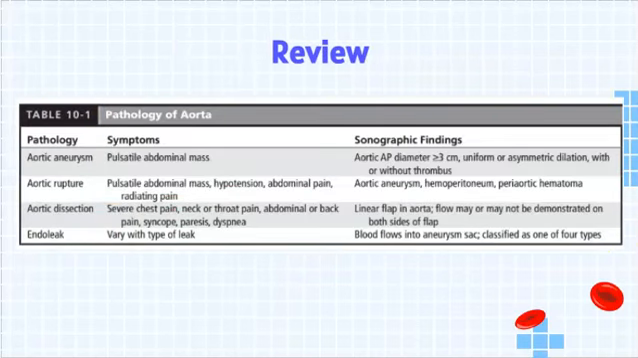This is just a little review chart to kind of refresh y'all's memory. Y'all can pause the video and look over it. It's just a good study material to have for the registry, so I included it for you.